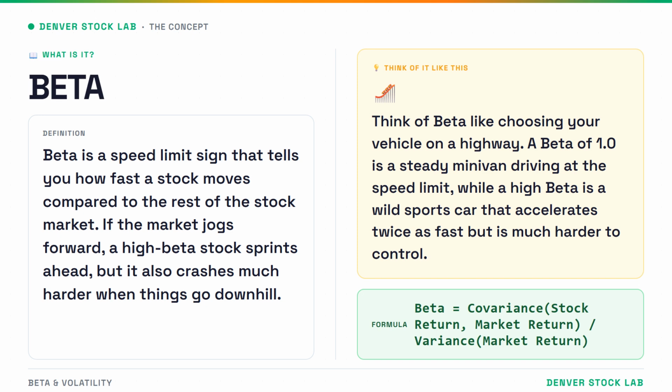And if the number is negative, which is quite rare, it means the stock actually moves in the opposite direction of the market, rising when the market falls. By understanding this simple relationship, you can look at any stock and instantly know whether you are stepping into a comfortable minivan or strapping yourself into a wild, unpredictable sports car.